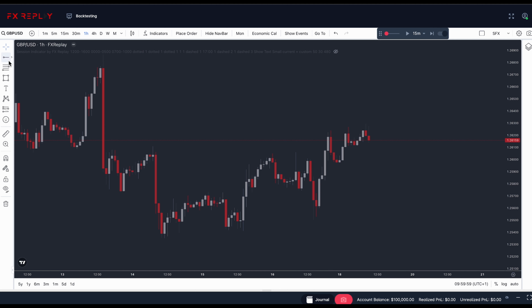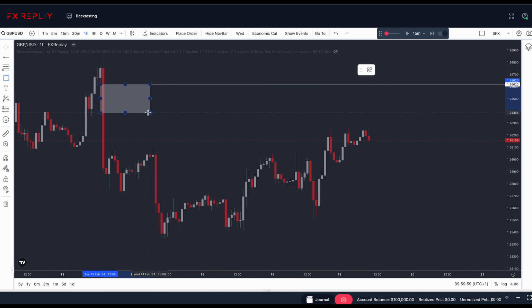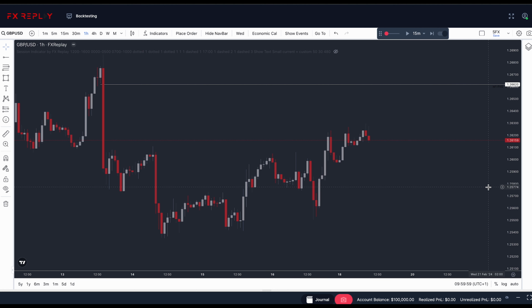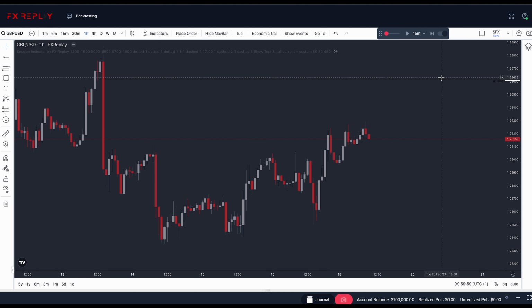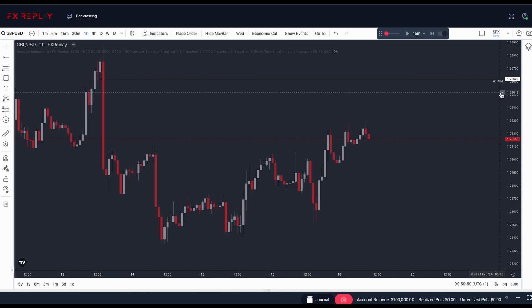Okay, so on H1, we as well have the fair value gap, as you can see from this week all the way to the current situation. So this is where price may go. Okay, so I'm going to write this down. We have the H1 fair value gap. This is the ultimate target. Let me do it in black, okay, like that, so we can see.